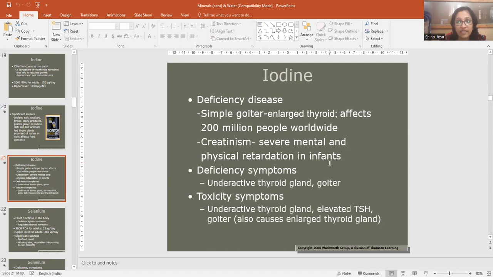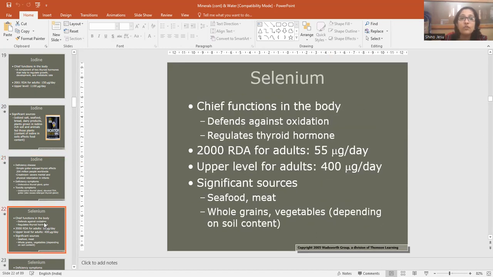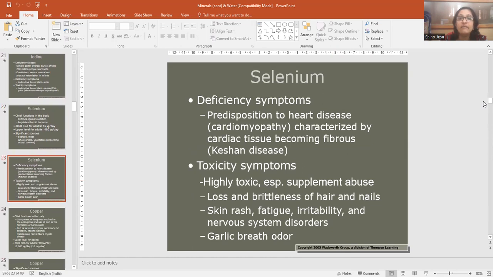And coming to selenium, the chief functions in the body are defense against oxidation and regulation of thyroid hormones. Significant sources include seafood, meat, whole grains, and vegetables. Selenium deficiency symptoms include predisposition to heart disease, and toxicity symptoms include loss and brittleness of hair and nails, skin rash, fatigue, irritability, nervous system disorders, garlic breath odor, etc.